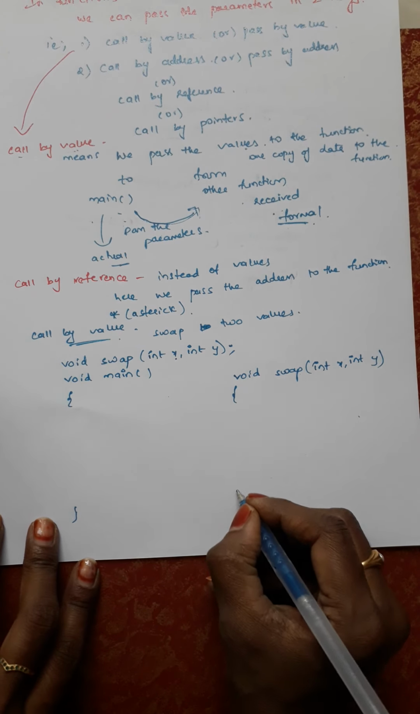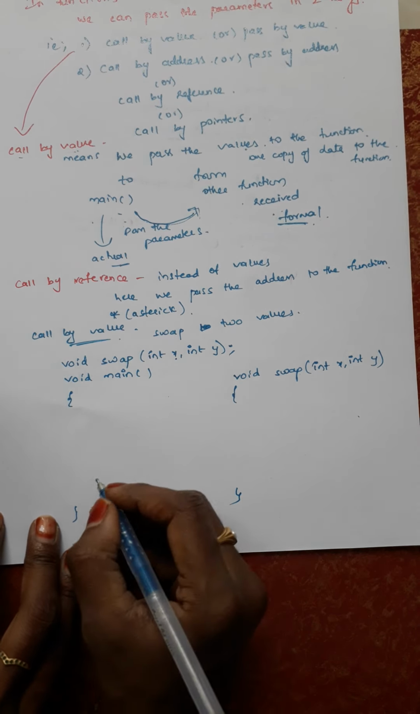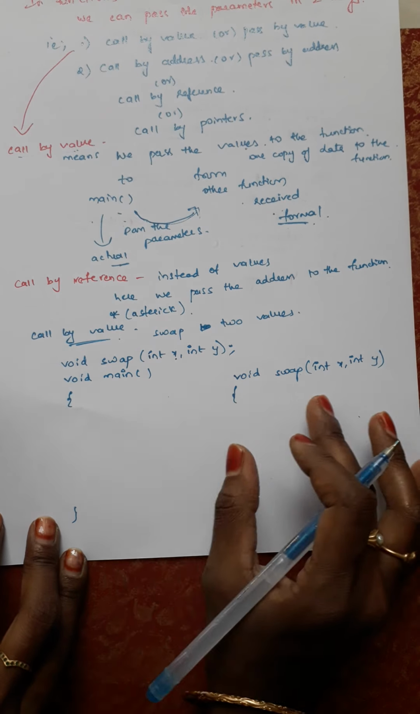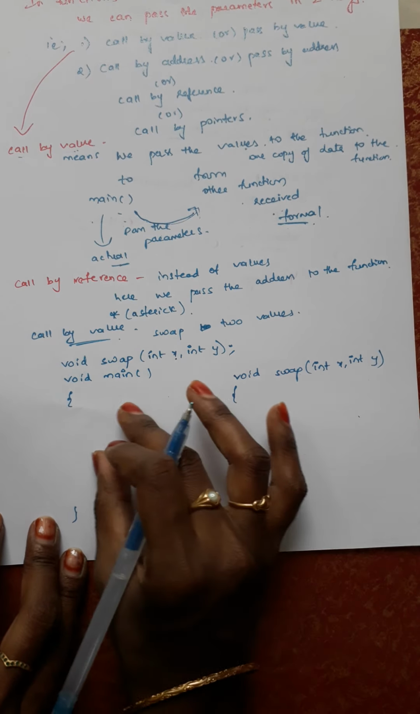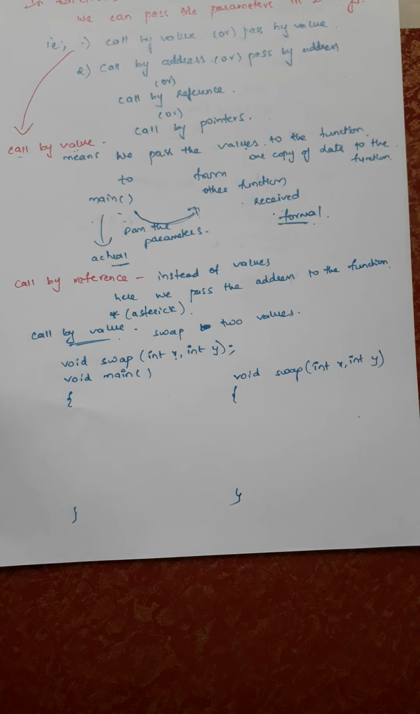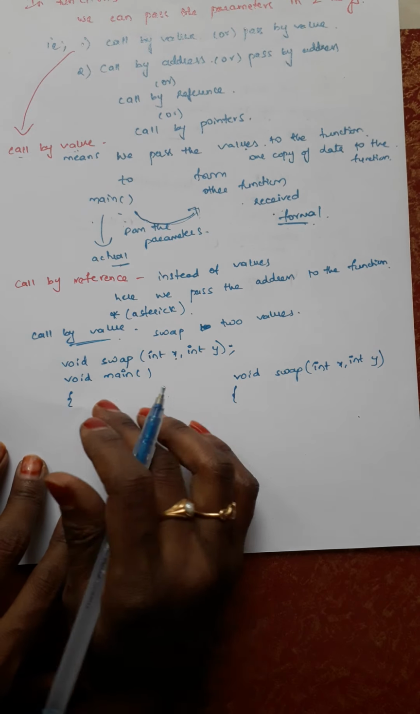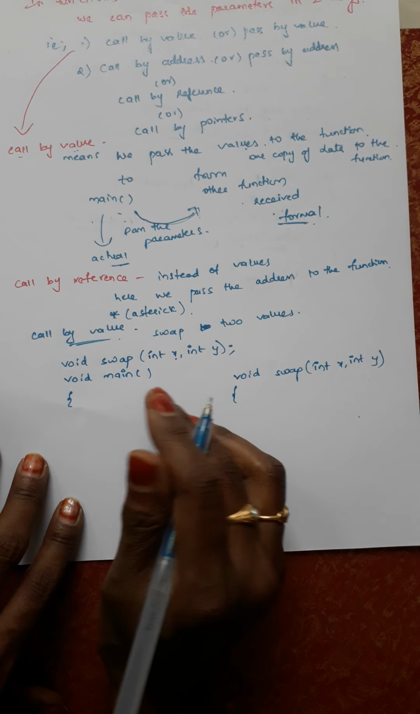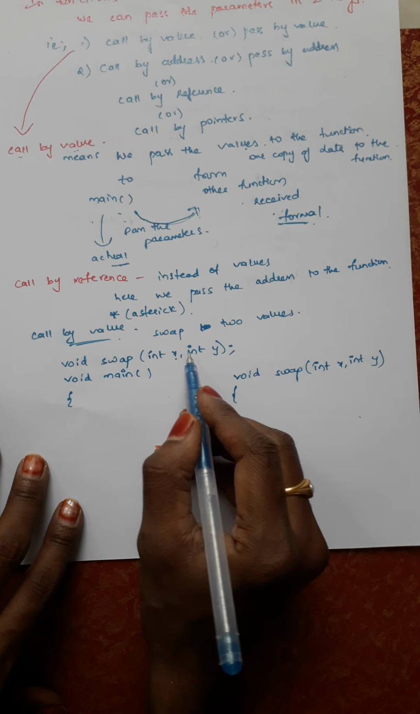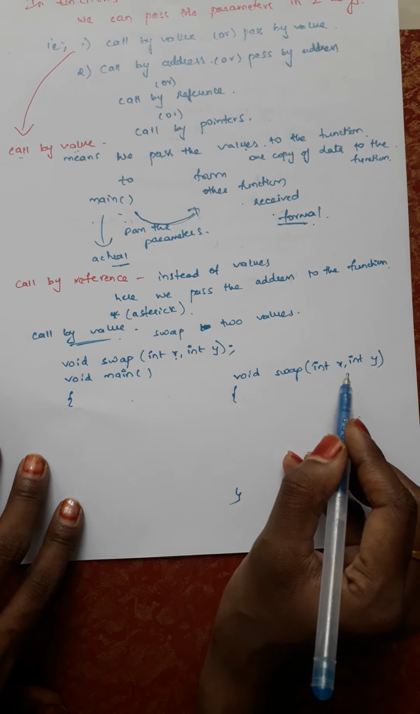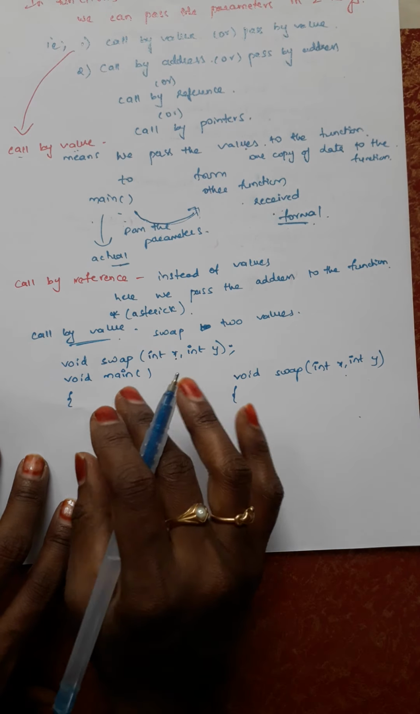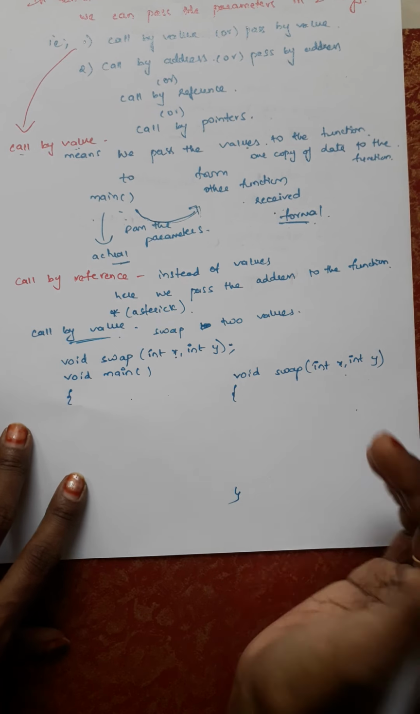So the data is communicated between the main function and the swap function. How is the data communicated? Because we are passing the parameters from one function to another function, there is communication between the functions.